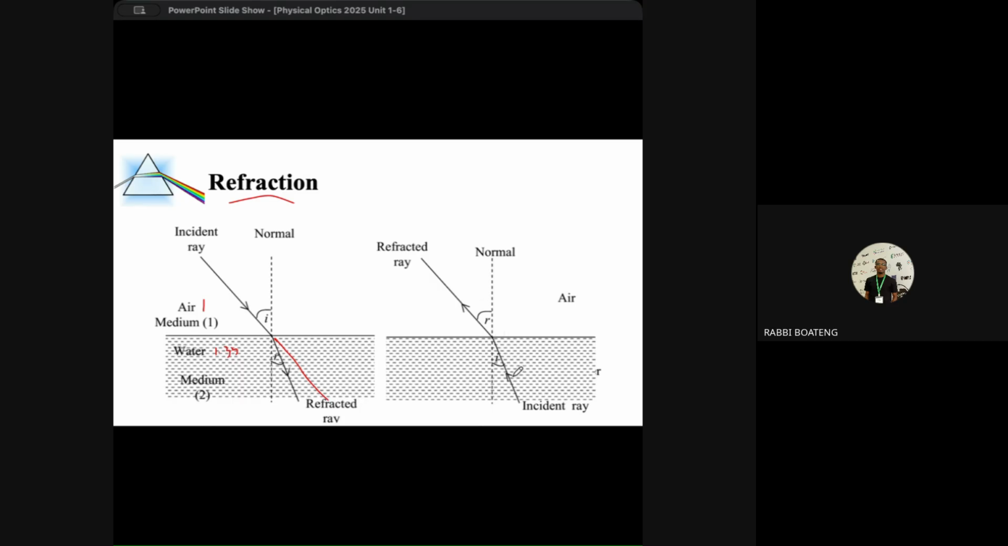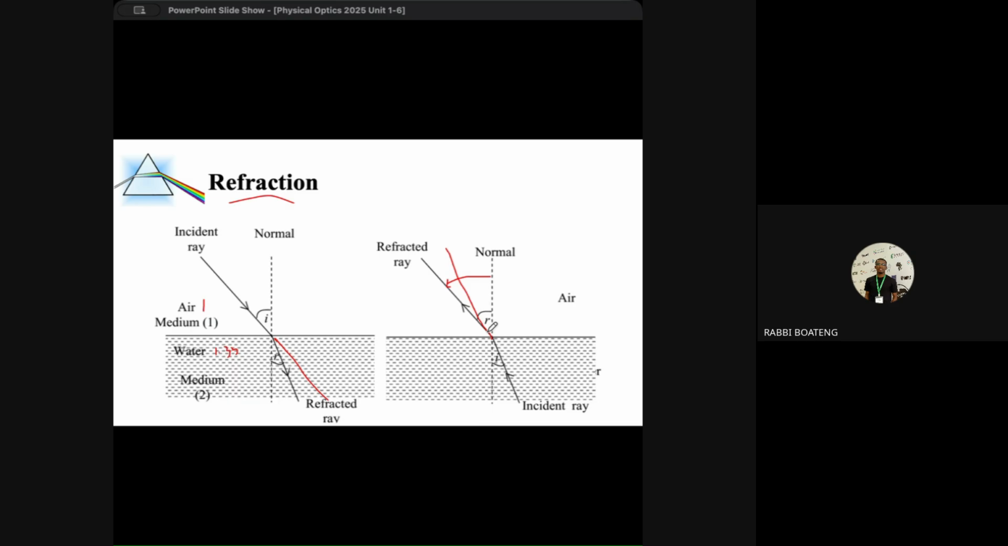The same situation. If we are traveling this time around, I am underwater and I have light and I'm moving it outside the water. So I am inside the water here. If I make the light incident on the surface, I expect it to go straight like this. But because I am going from a denser medium to a less dense medium, the ray tends to what? Move away from the normal.